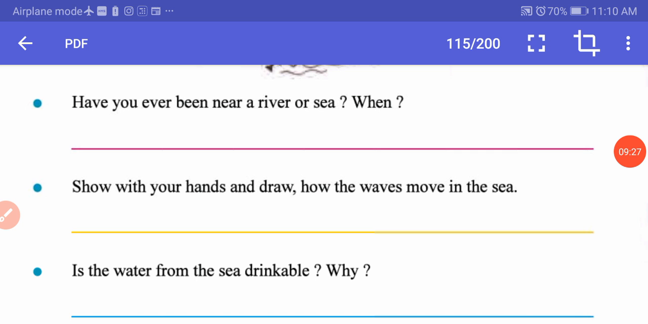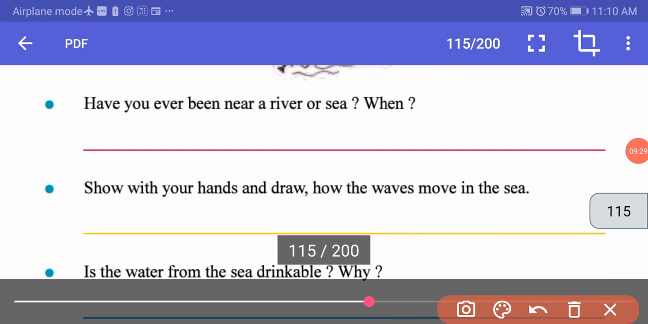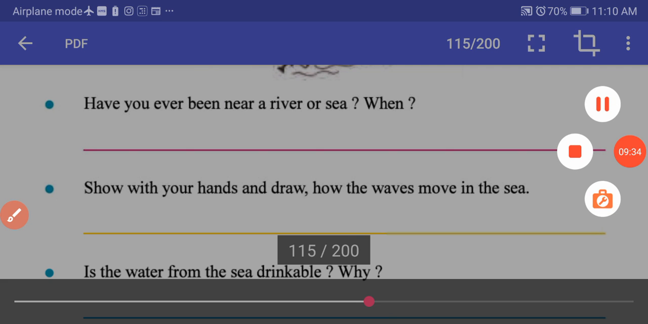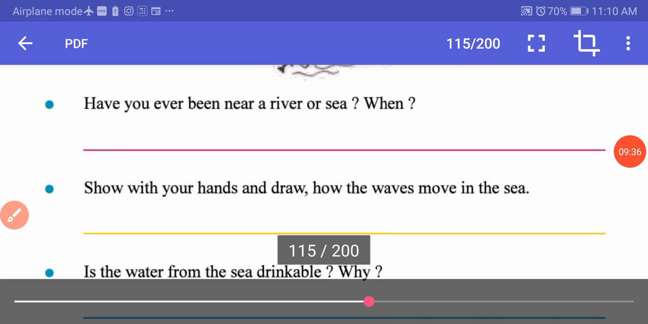The next question is, have you ever been near a river or sea? When? So your answer can be, yes, there is a river in my city. I have been near a river whenever I go to Valsad. So the river is the river Par, so whenever you go to Valsad, you see Par Nadi.